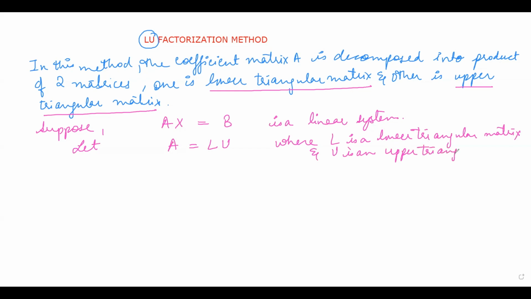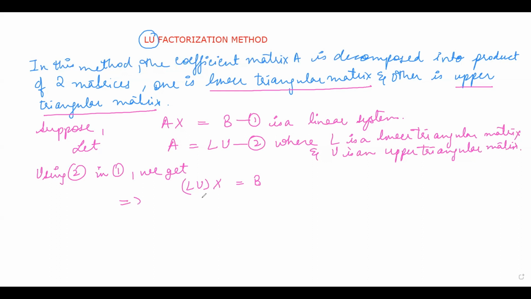Now I'll substitute this A value in the system of equations, and let's see what happens. Let me take these as equations 1 and 2. Using 2 in 1, we get LU times X = B. I can also rewrite this by assuming UX to be some Y. So put UX = Y.